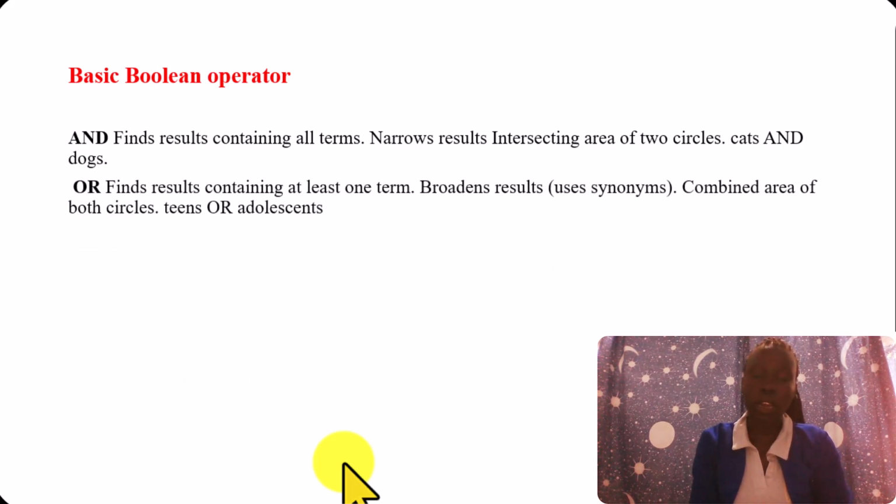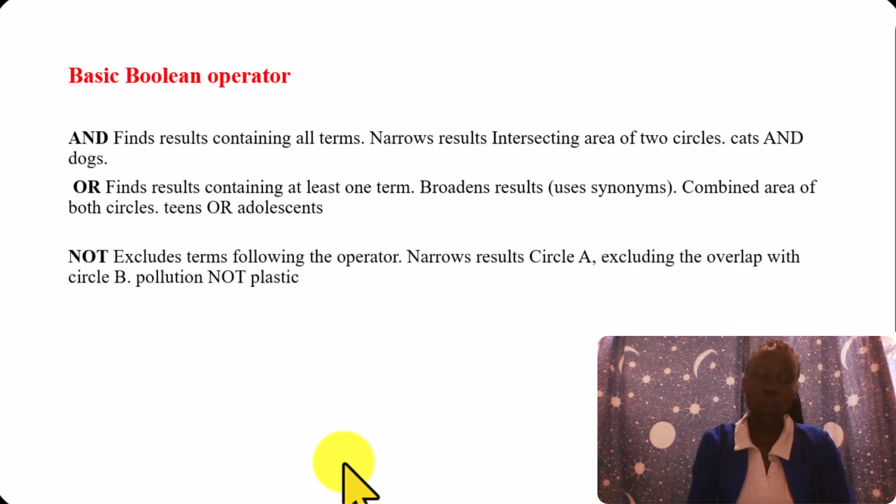With the other one, we have the OR. OR finds results containing at least one term. It broadens results, as in using synonyms, and combines the areas of both circles. Maybe you are searching about teens or adolescents. You put the OR in the middle just to broaden your results. That means you're going to get the results of both teens and adolescents.